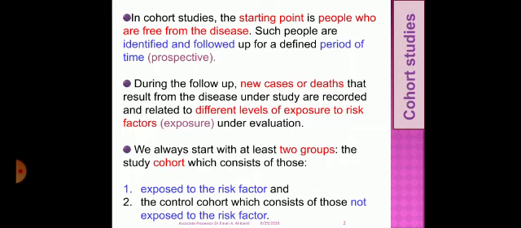So we also have two groups in the cohort study. The first group is the exposed group, individuals who have exposure to a certain risk factor. The second group is the control group, a group of people who have no exposure to the risk factor.